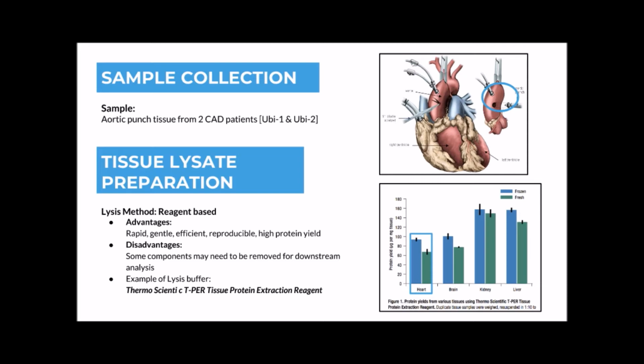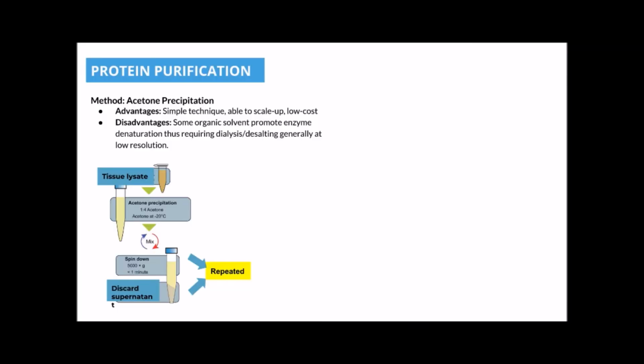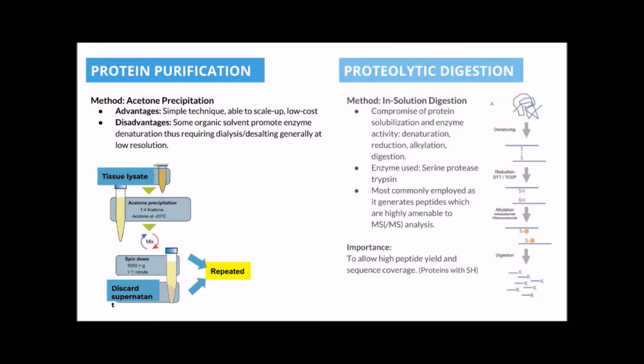Next, after tissue lysis, protein purification is done. This can be done using acetone precipitation, which is one of the better methods as it is efficient and does not require many steps. Purification is needed as most of the informative proteins, which are regulatory proteins, are always less abundant. However, these less abundant but important proteins can still be detected more efficiently with proper pre-treatment and handling. After protein purification, proteolytic digestion is done.